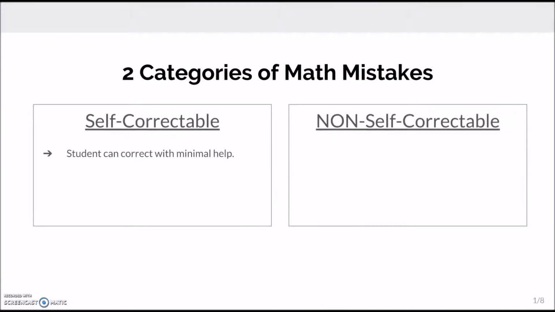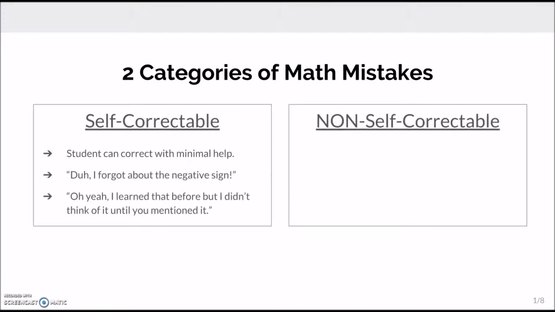For example, in response to a self-correctable mistake, a student might say, "Duh, I forgot about the negative sign." Or, "Oh yeah, I learned that before, but I didn't think about it until you mentioned it." Essentially, the student has already learned about the mistake, but just needs a stimulus to help them remember the mistake or notice that they've absent-mindedly made the mistake.